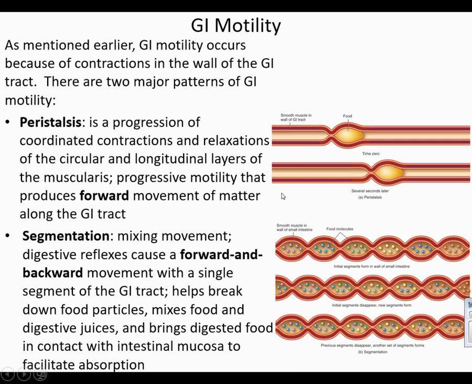And it's done because contractions occur behind the ball of food. That pushes it forward. I always like to talk about squeezing toothpaste out of a toothpaste tube. There are two ways to do it. The way that I do it, which is the correct way, and the way that my wife does it, which is the incorrect way.